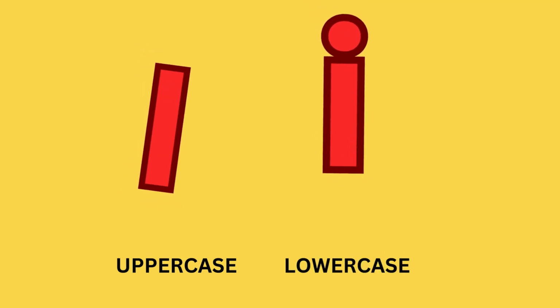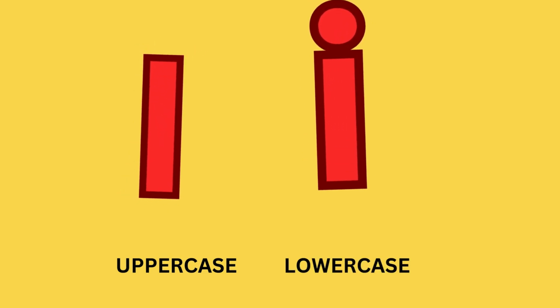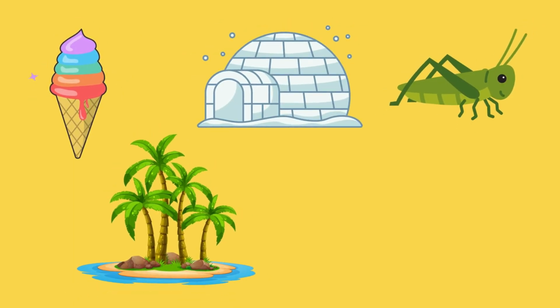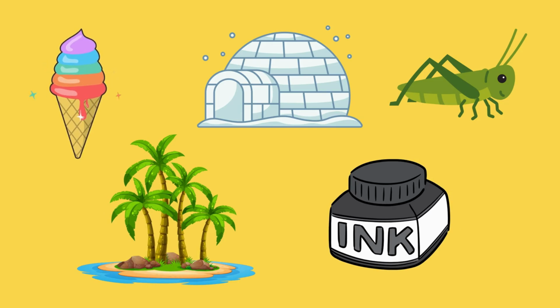I, this is uppercase I, this is lowercase i. I for ice cream, I for igloo, I for insect, I for island, I for ink.